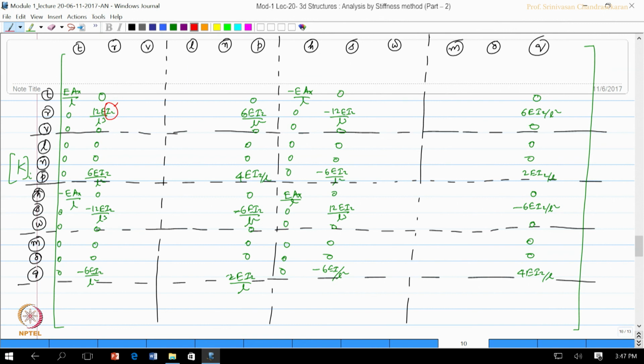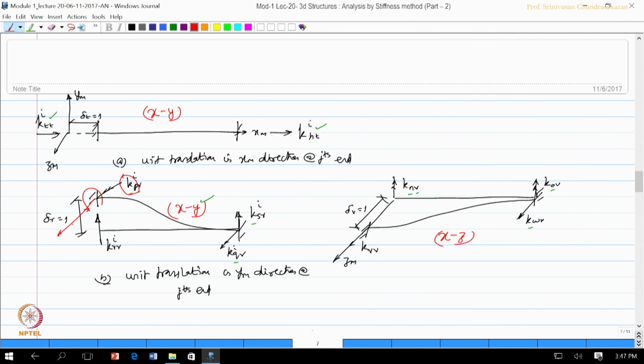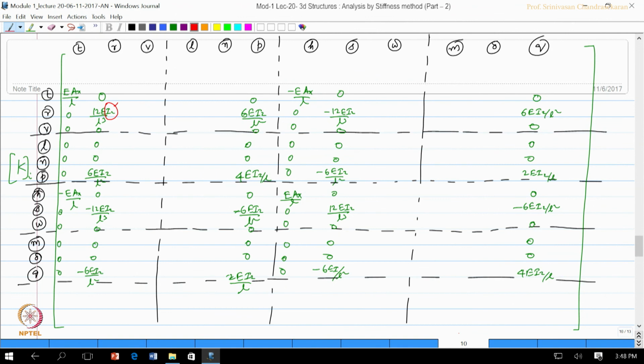Let us now go to the unit displacement along z axis, which is W. When I give unit displacement along z axis, okay, it is xz plane. So, now when I give displacement, the rotation is going to happen about y axis. So, I should use I y. Okay. So, be careful, we should use I y now.